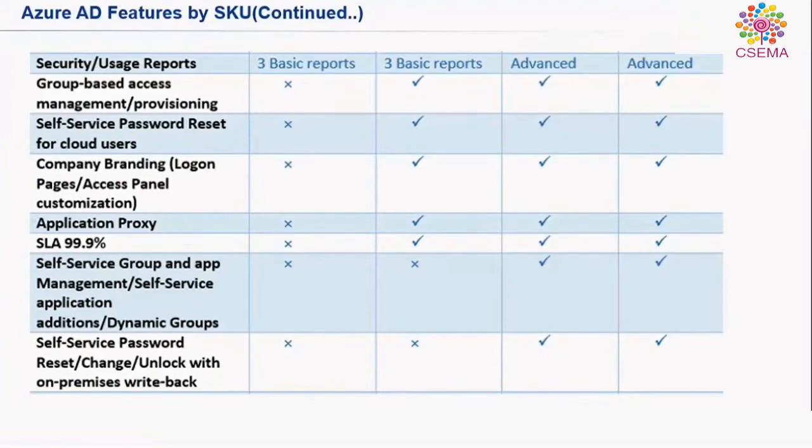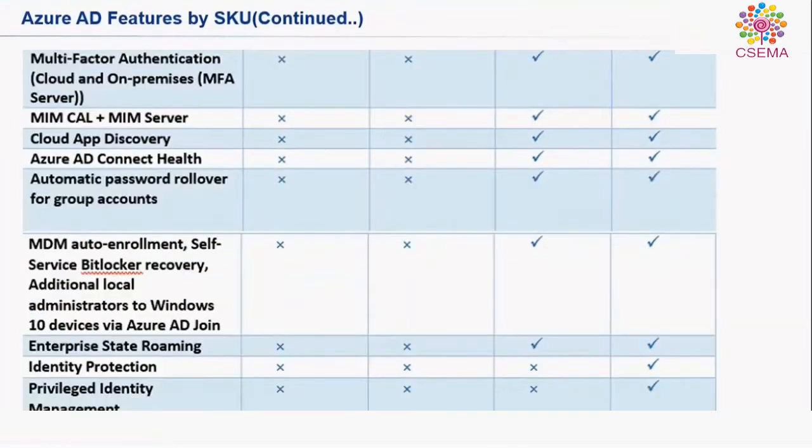Then moving on, multi-factor authentication. So on-premise and cloud, we'll see how this can be achieved as well. So there is MIM, Cloud Apps Discovery. So Azure AD Connect Health. This is basically a feature which you would see on the portal, where it shows whether your synchronization is healthy or not. So that's one feature which you get if you go to P1 and P2.